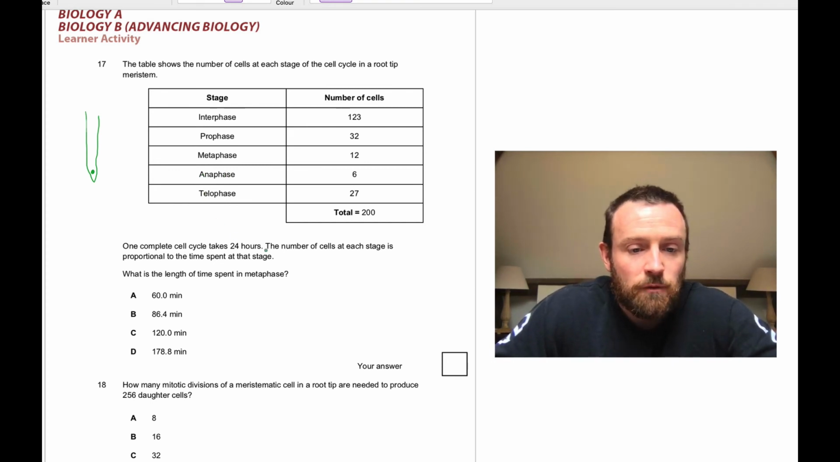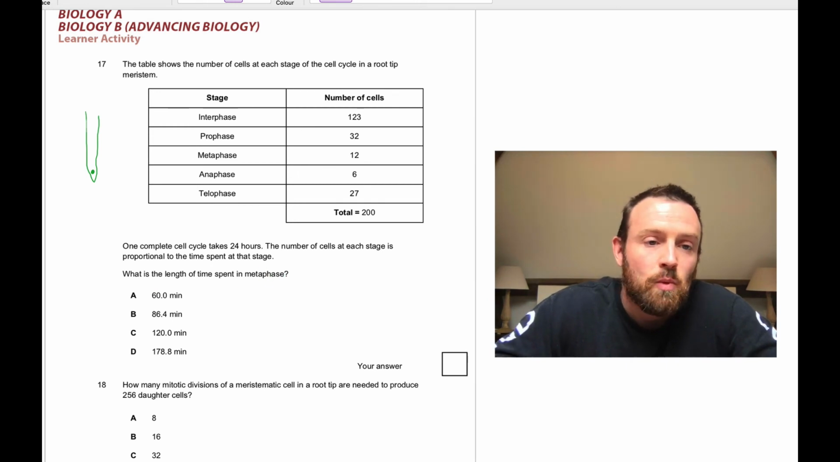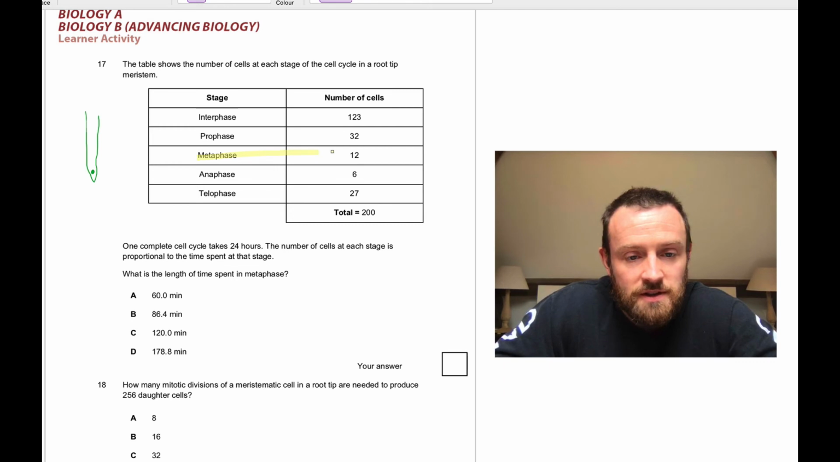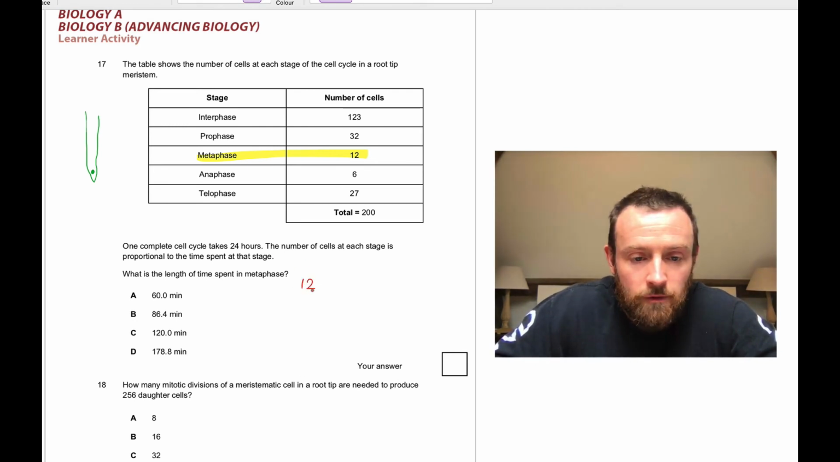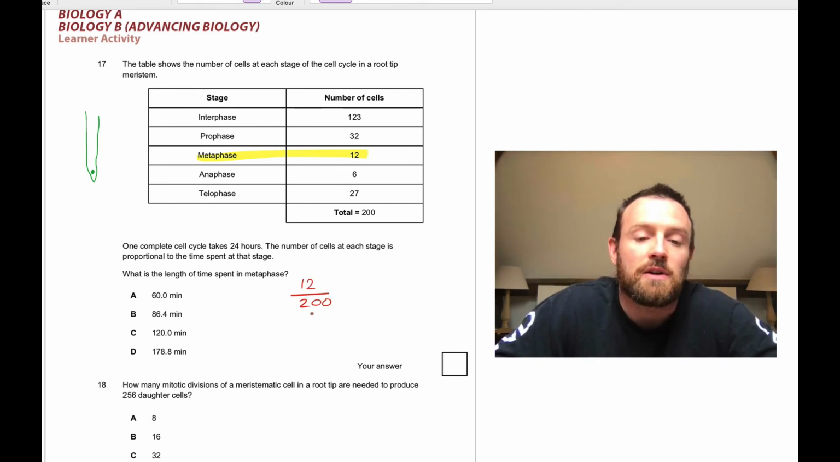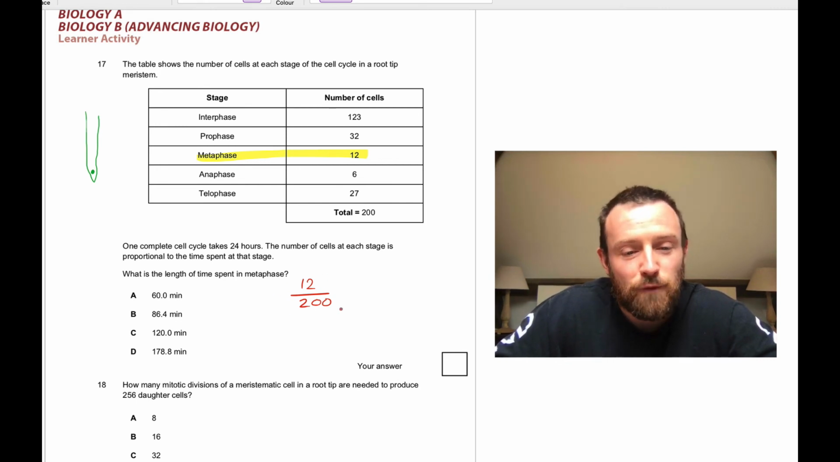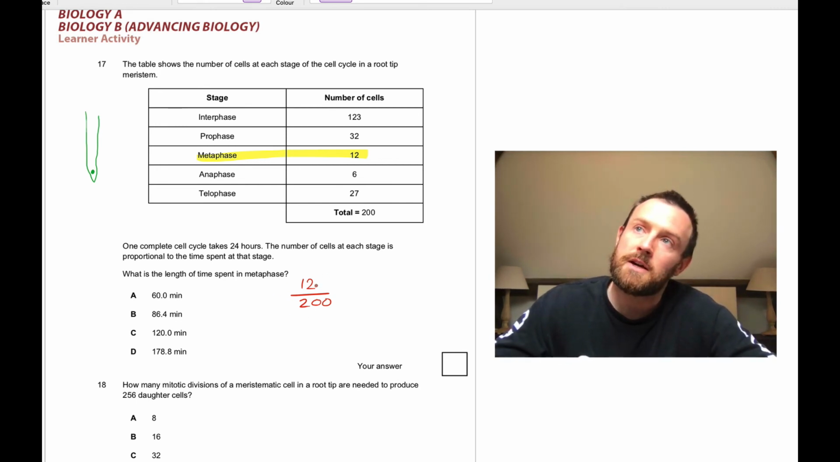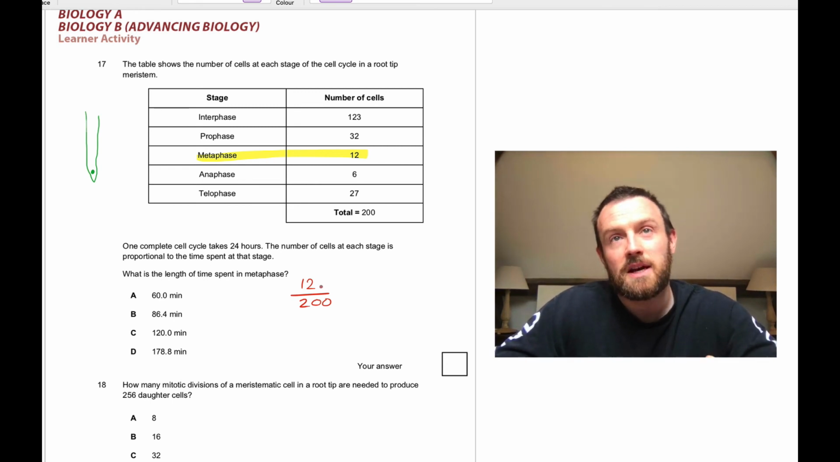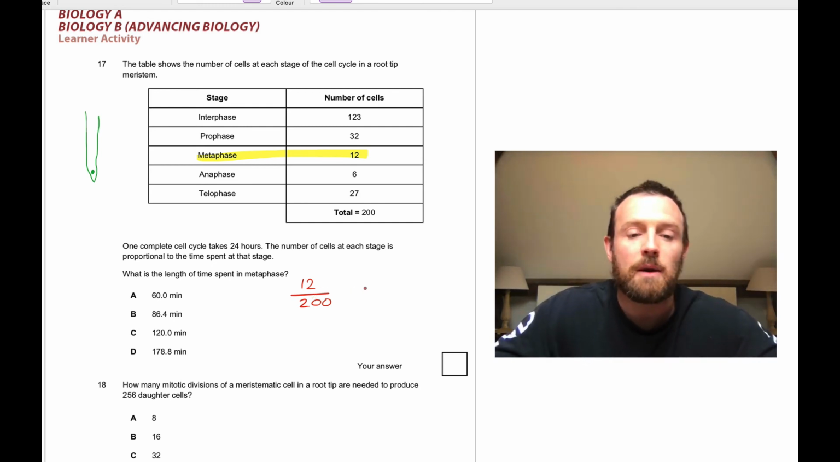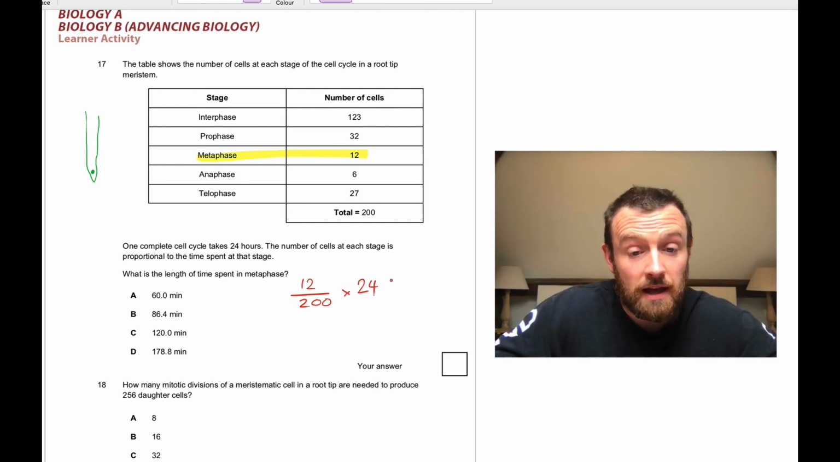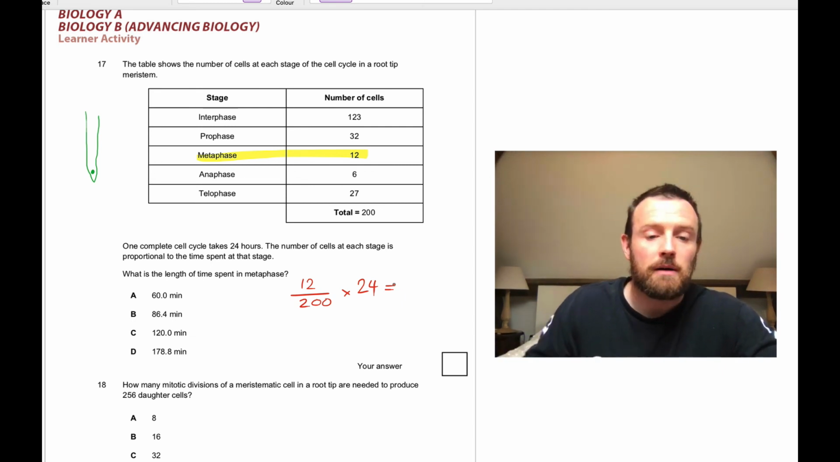Okay, it takes 24 hours to do one complete cell cycle, so how long is spent in metaphase? Well, first we need to work out the percentage of cells that are in metaphase. In metaphase, we've got 12 out of 200. So 12 out of 200 is the fraction of cells that are in metaphase. That means that cells typically spend 12 200ths of the day in metaphase. So now we need to times it by 24 hours to work out how much time they spend in metaphase.